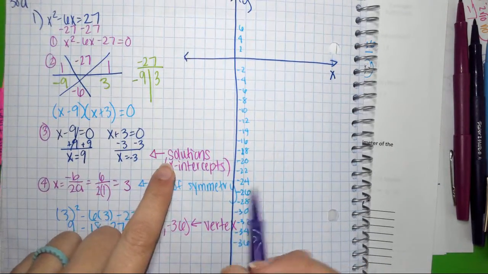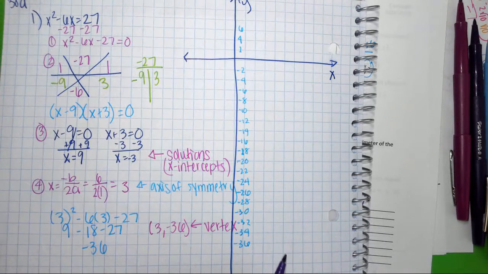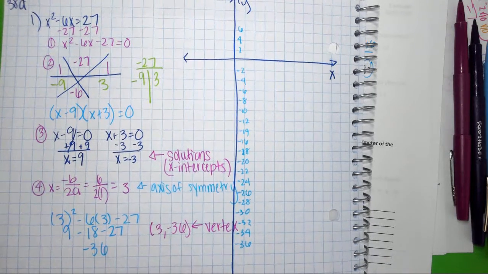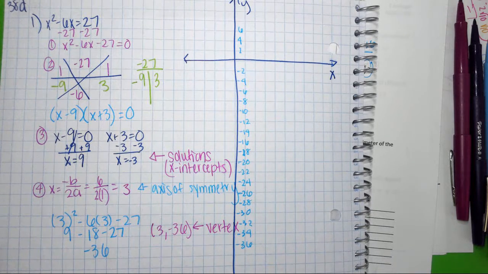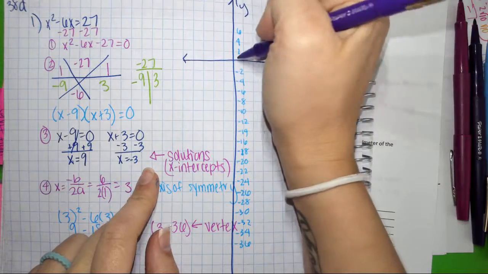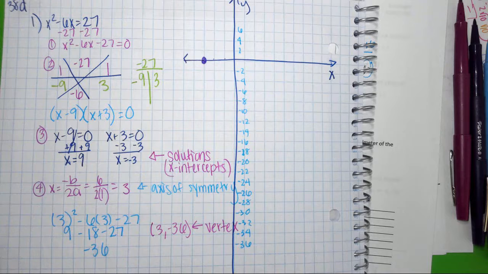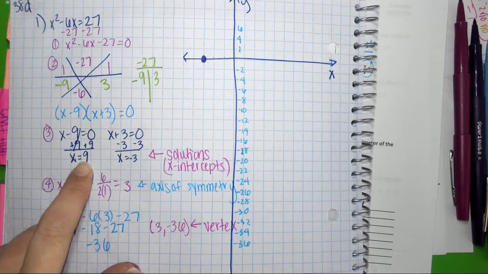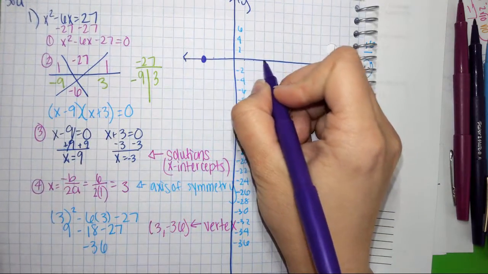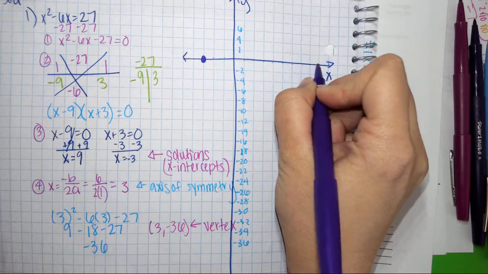All right, let's start by plotting our solution. So where is one of our solutions at? You see where I wrote in pink solutions and drew an arrow at it? -3. So is that on the x-axis or the y-axis? X. So I'm going to go left, 1, 2, 3, and put a dot. No, where is my other solution? I have negative x equals 9. So do I go right or up? Right. 1, 2, 3, 4, 5, 6, 7, 8, 9.